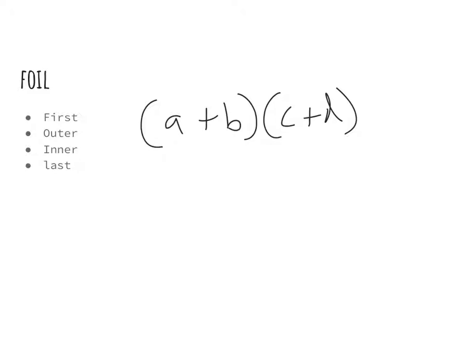So what FOIL stands for, we've got first, so we take the first terms of the binomials and multiply them together. Outer, so the outside terms we're going to multiply together. Inner, the inside terms multiplied together. And then last, the last terms multiplied together. Once we do all of those multiplications, we combine our like terms and we simplify.